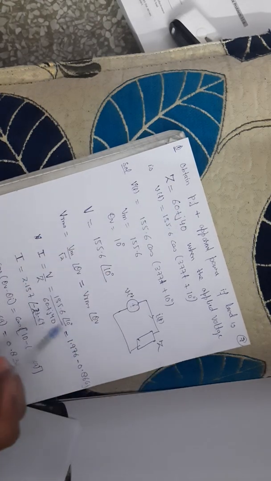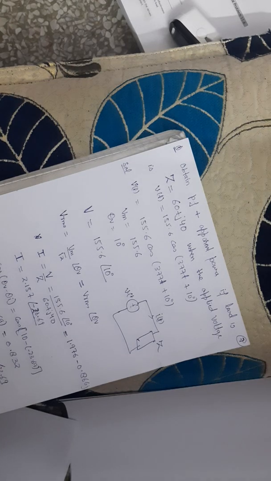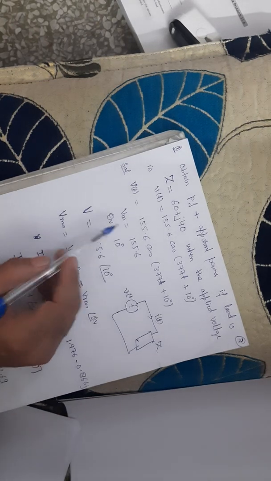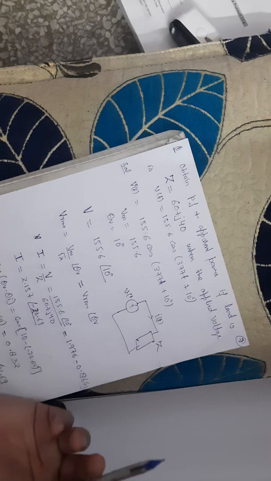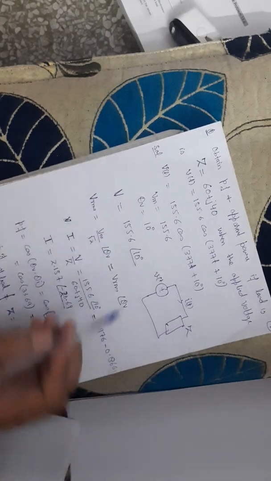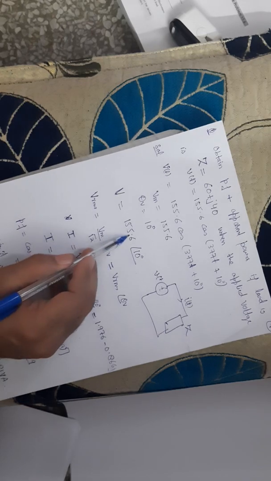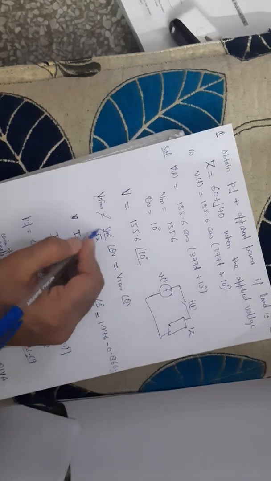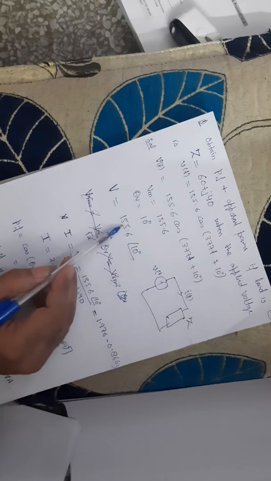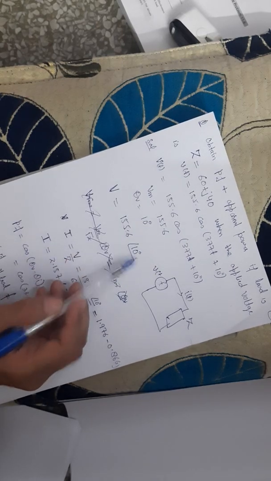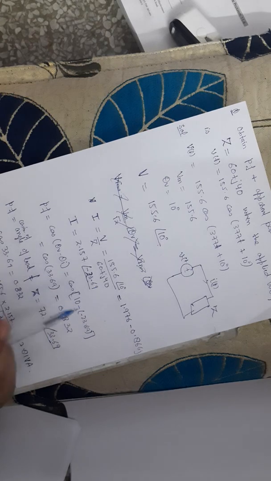We have to calculate the power factor, cos of theta V minus theta I, and the apparent power, which is nothing but Vrms into Irms. So what is the voltage in phasor form? Voltage in phasor form is 155.6 angle 10 degrees, that is, Vm angle theta V. This is not in RMS values, please note it down.